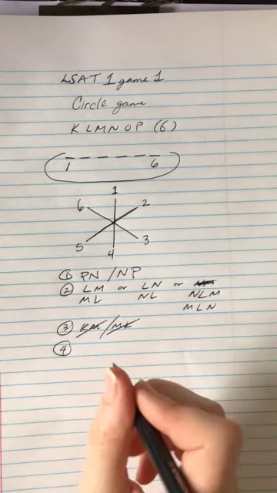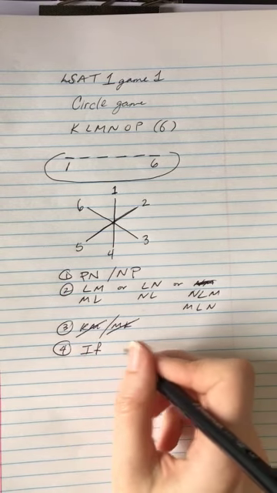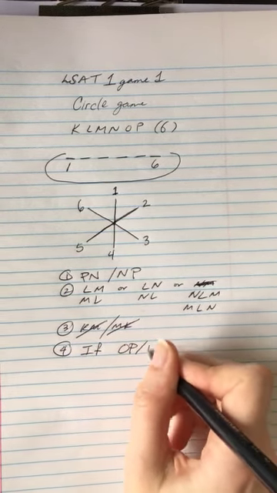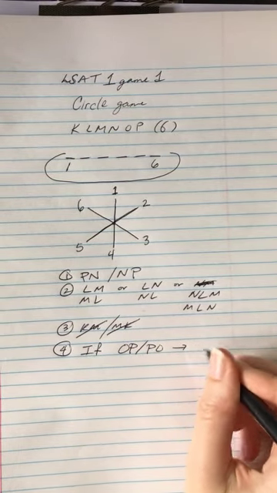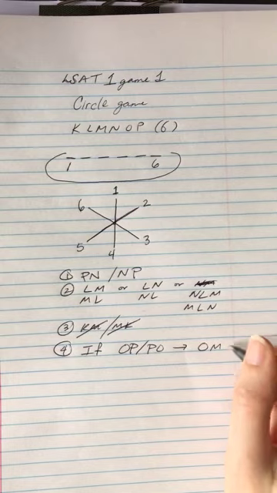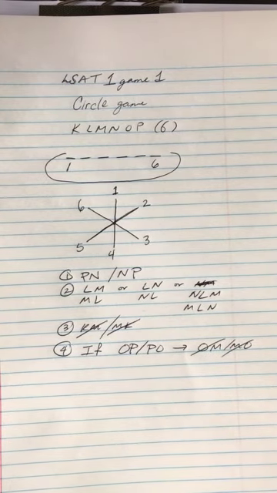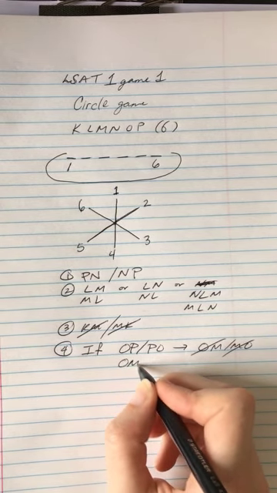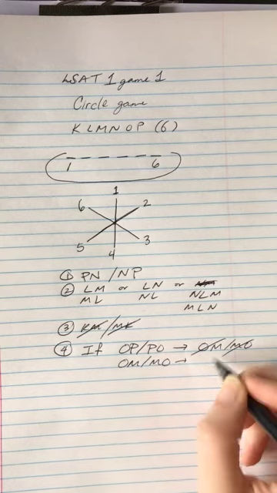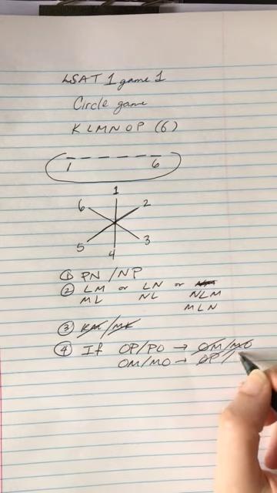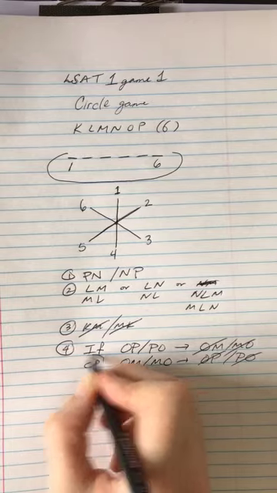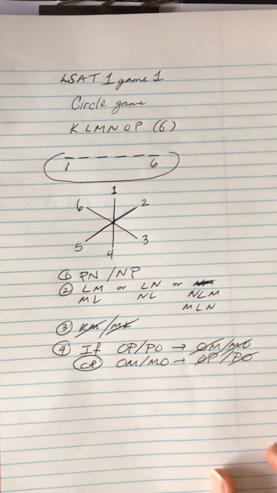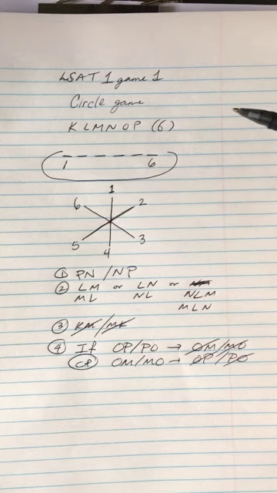Rule 4 is conditional. So if O is next to P, then O isn't immediately next to M. And the contrapositive would be if O is next to M, then O cannot be next to P. Okay. So that's the basic setup here, and I'll go through the questions in the next few videos.